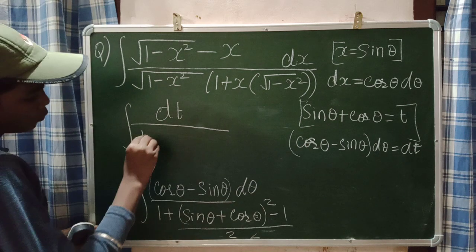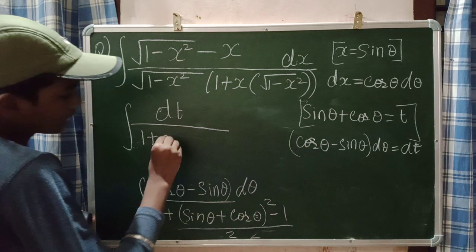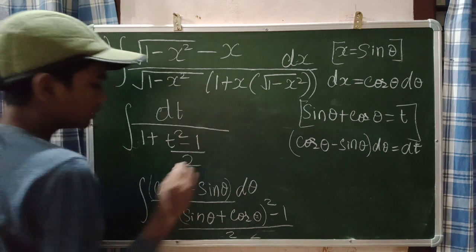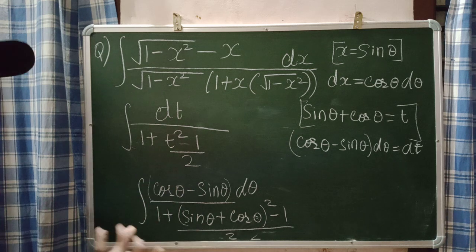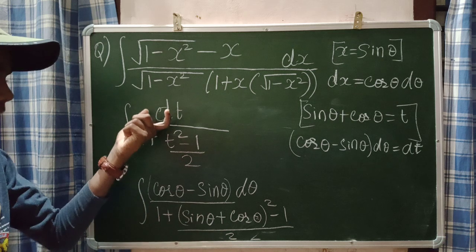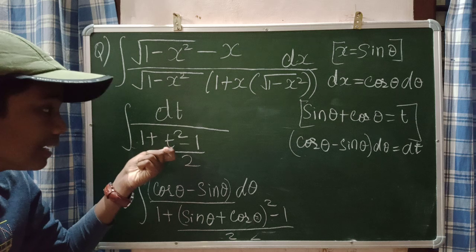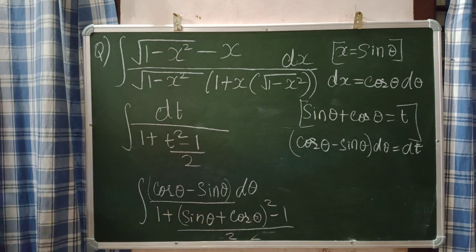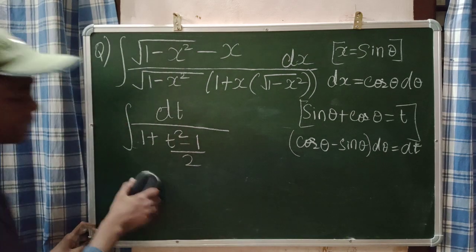Now what will this value be? Since sin theta plus cos theta is equal to t, you will get t square minus 1 divided by 2. Just the basic thing, guys, I am just putting sin theta plus cos theta as t. When you put cos theta minus sin theta d theta as dt, this will be dt, then 1 only, then sin theta plus cos theta is t, and they are given square, right? So that's why it is t square minus 1 divided by 2. This is what you will get when I put sin theta plus cos theta as t.